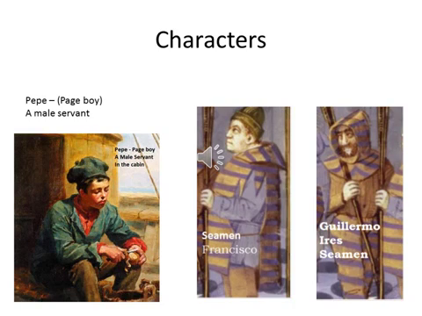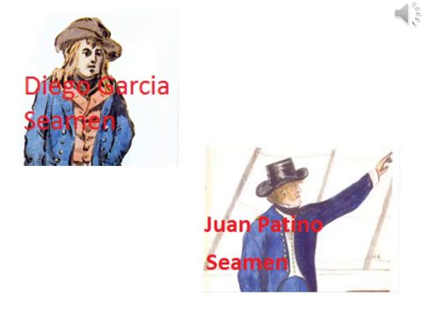The next character is Pepe. He is a page boy. He is a male servant. And we have two seamen. One is Francisco, and the other is Guillermo Ayres. The other two seamen are Diego Garcia and Juan Patino. These pictures are not exactly of Diego Garcia or Juan Patino. These are all just given for indication purposes.